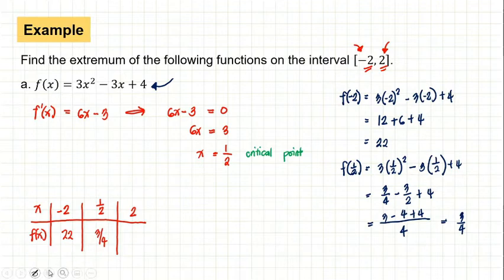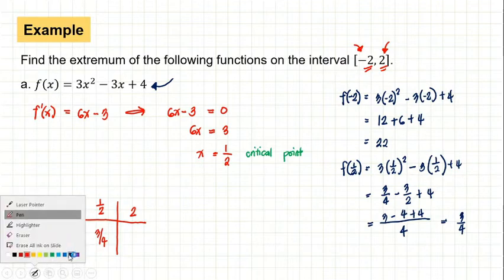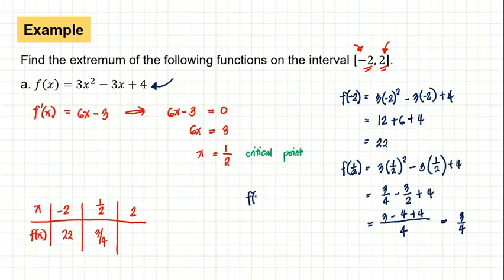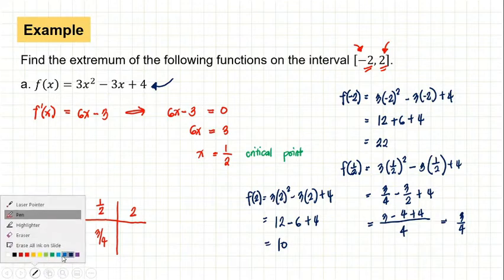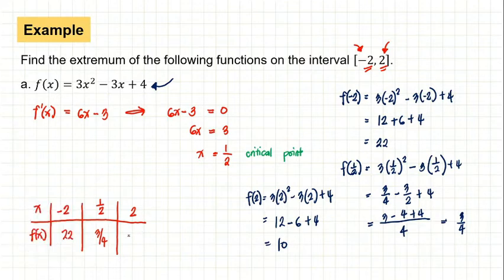And lastly, for f of 2, we have f of 2 equal to 3 times 2 squared minus 3 times 2 plus 4. So this is now equal to 12 minus 6 plus 4, and this is equal to 10. Therefore, this is equal to 10.